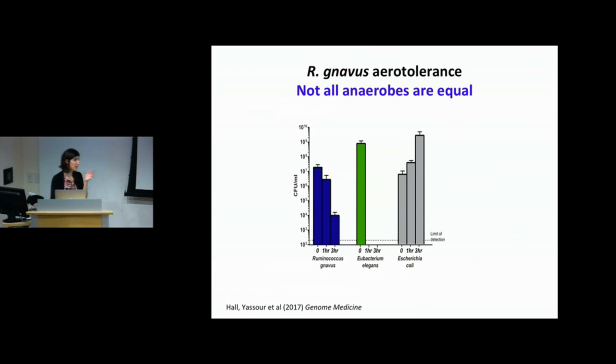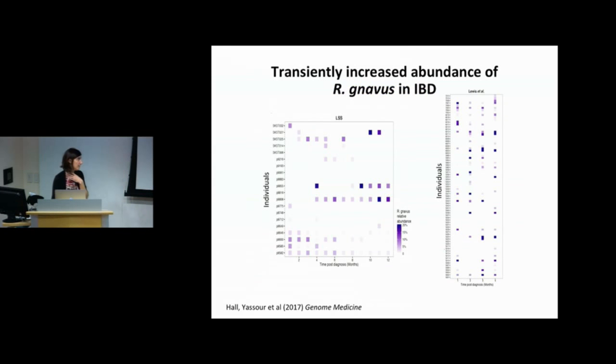And so we dug deeper on Ruminococcus gnavus to see if we could observe anything in the samples that we had. And so here I'm looking at just Ruminococcus gnavus abundance. Each row is an individual. Each column is a time point that they were sampled at. And these time points are colored by abundance of R. gnavus.